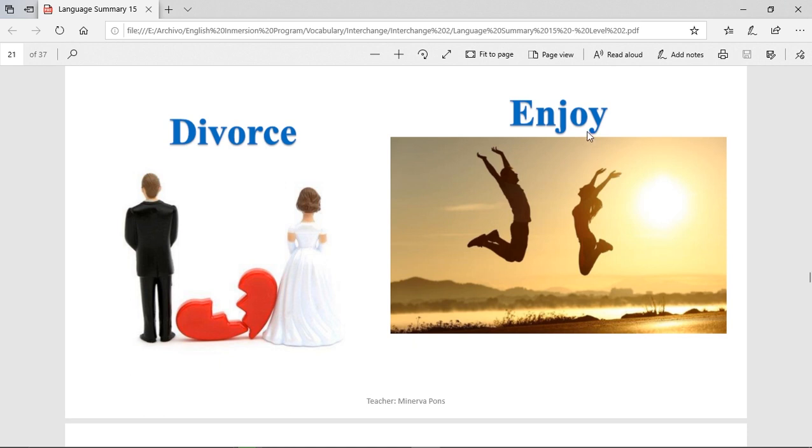Enjoy. Interesting set of pictures, the divorce with enjoy. But oh well. Enjoy is when you're being really happy and excited about something that you're doing. It's when you're really taking the best out of something. When you're eating pizza, you can say that you're enjoying the pizza because you're eating it and you're feeling happy and good.